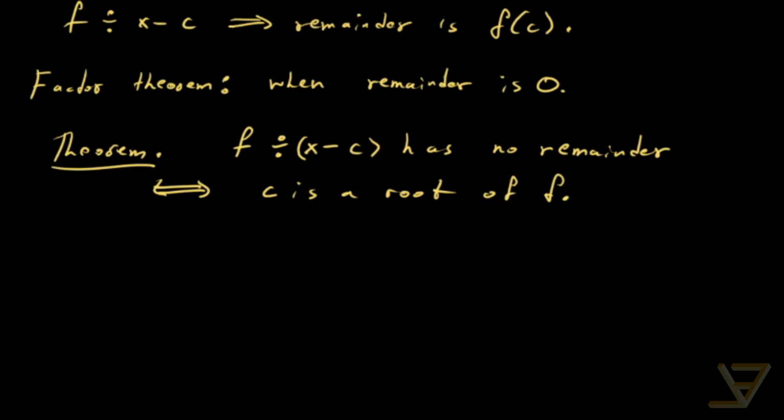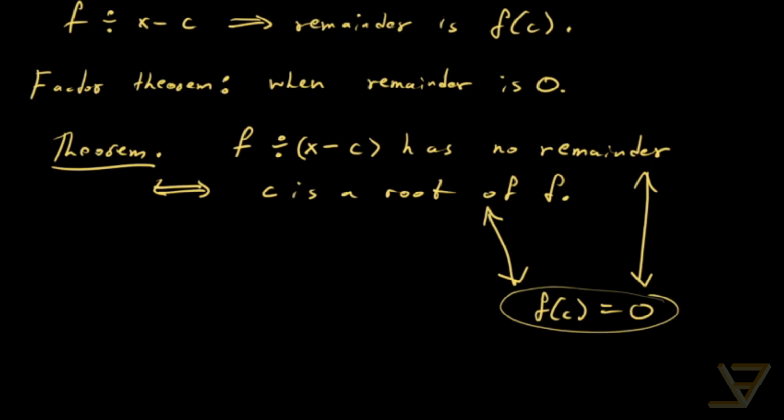And we can see this is immediately true from the remainder theorem, because the first part is true if and only if f of c is equal to 0, since the remainder is f of c, according to the remainder theorem. And c is a root of f if and only if f of c is equal to 0. So this is the common aspect of both of them, and we then see that this is true. The factor theorem is true.